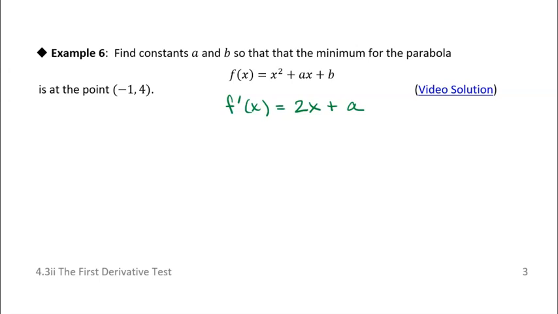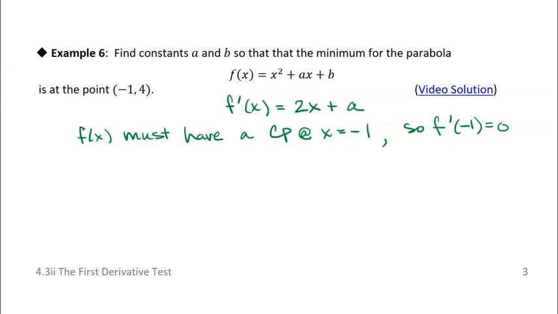So if the derivative at negative 1 is 0, the derivative is 2x, so I'm going to replace the x with a negative 1, plus a, and I know that has to be equal to 0 if we have a local minimum there. And so we can find a. So 2 times negative 1 is negative 2. If I add 2 to both sides, I get a has to be equal to 2. Okay, so now I have a.